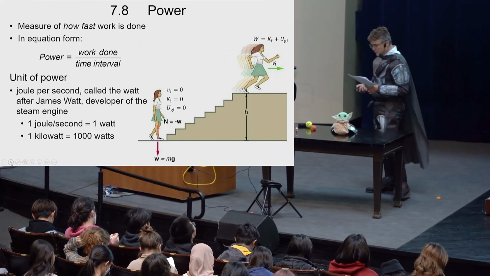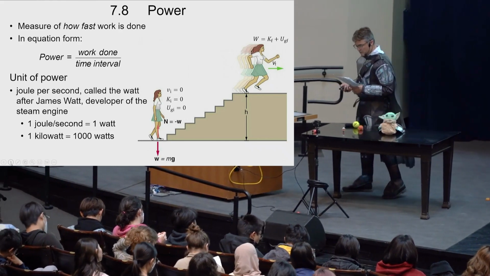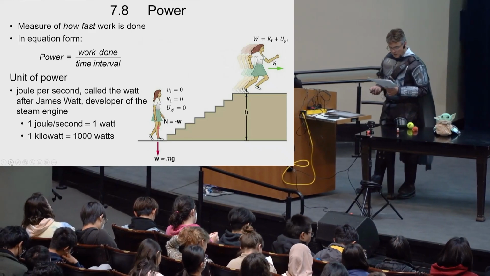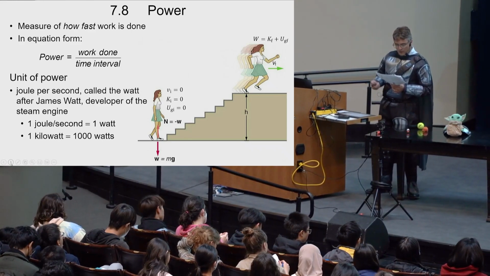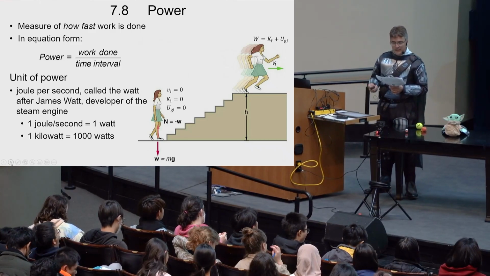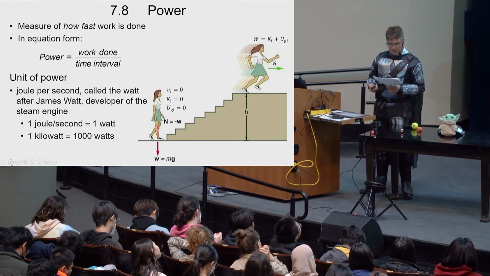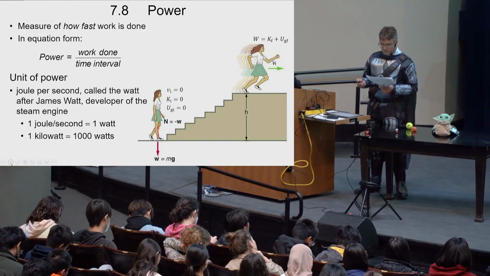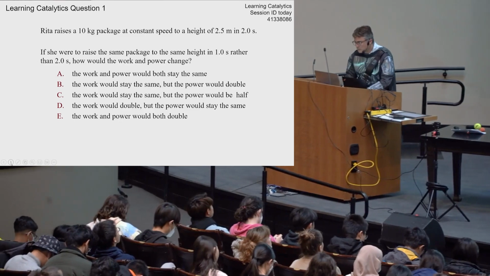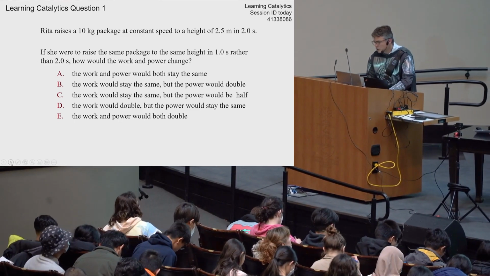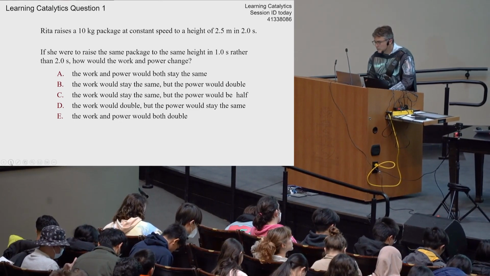So here we have someone climbing the stairs at some speed. The work that she does is going to add to her kinetic energy and add to her gravitational potential energy as she gets up. So let's do Learning Catalytics, shall we? It should be on your telephone.